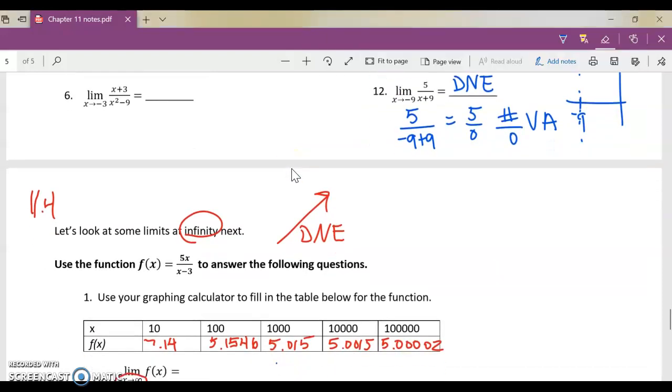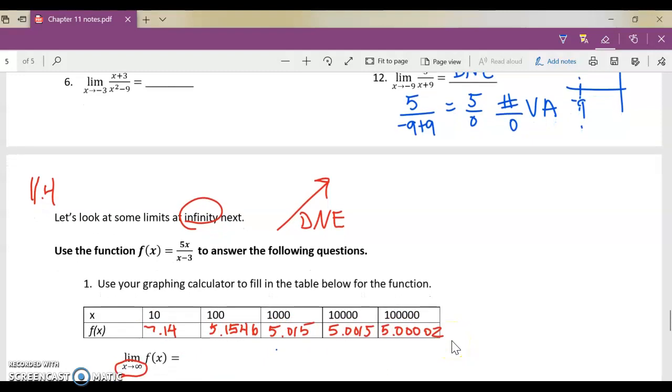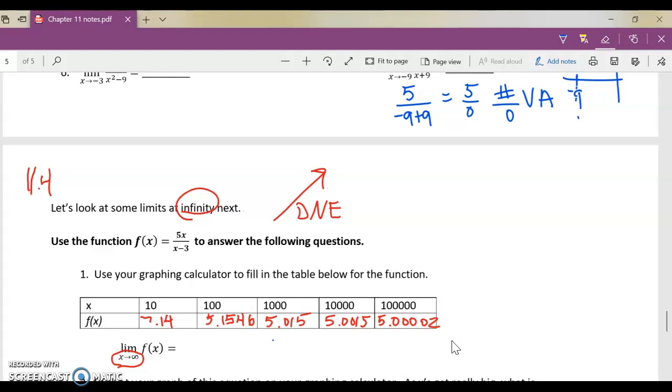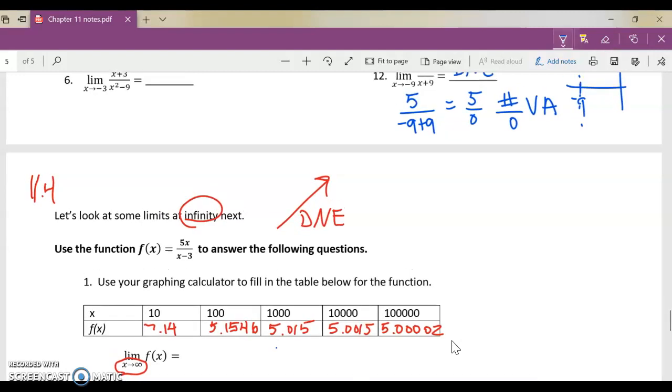So if we come back here, you can fill out your table. You had 7.14, 5.15, 5.015, 5.0015, 5.00002. And we are looking for the limit as our function f of x goes to infinity as x approaches infinity. I would say these y values are getting closer and closer to 5.